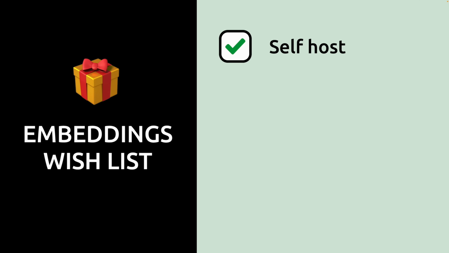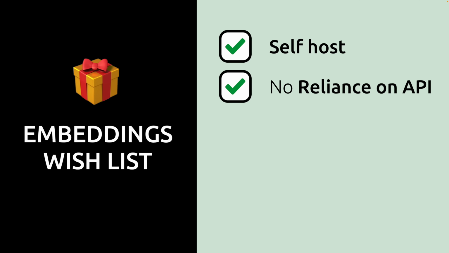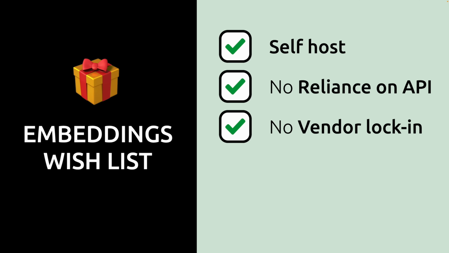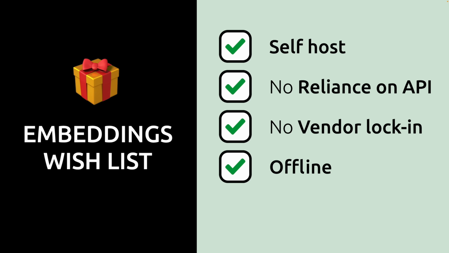Or what if we don't want to depend on an external API like OpenAI? Maybe we don't want vendor lock-in. Maybe we need to work completely offline. That's a totally valid use case. Or maybe you're just looking for which embedding model actually performs the best. So yes, they do exist, thankfully. That's what this video is going to be all about.